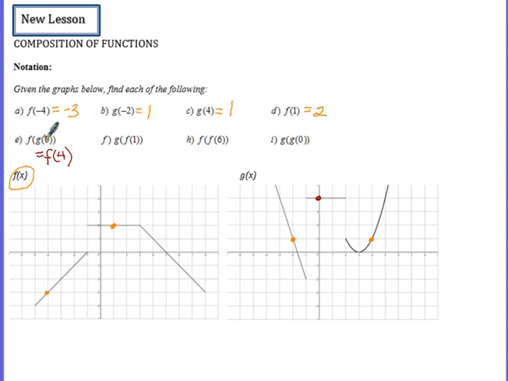So now that I've replaced g of 0 with 4, I'm now being asked, well, what is f of 4? Well, that's easy enough. I go back to the f function, I go to an input of 4, and I find that it corresponds with an output of 1. Therefore, f of g of 0, or f of 4, is 1. So it's a two-stepper. You start on the inside. That's the lesson here. So let's do it again.